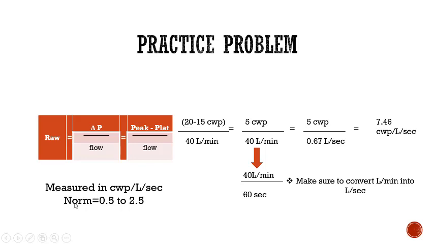We said that the normal is 0.5 to 2.5. So obviously this is much bigger than the normal range, right? The high end is 2.5, and this is 7.5, so much higher than the normal range. What this is showing is high airway resistance.